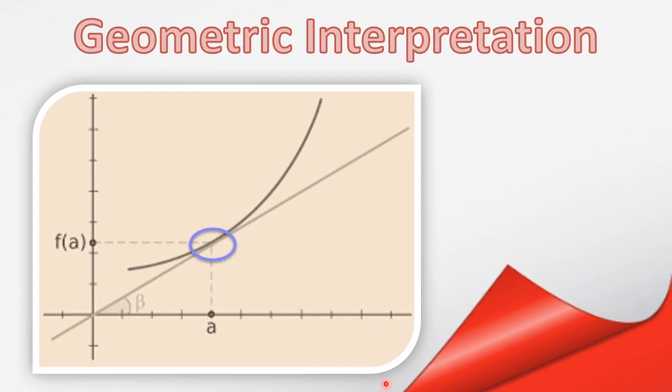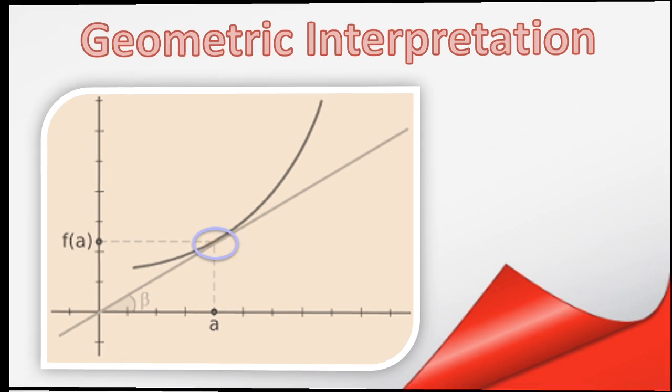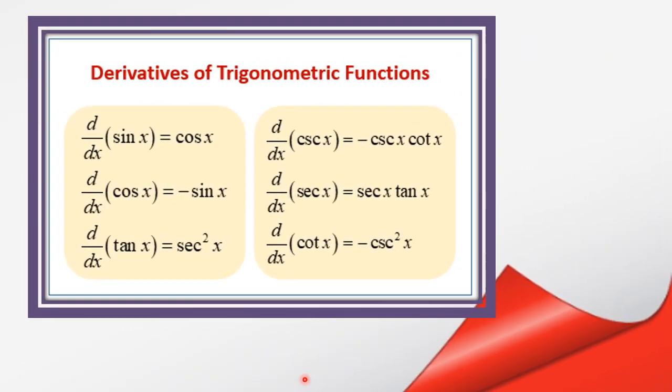What is the geometric meaning of derivative? Students, let's say we have this graph and we want to find the derivative at this point. So what we have to do, basically, we have to draw a tangent at this point, and the slope of this tangent tells us the derivative at this point. Here is the table of derivatives of trigonometric functions that you should know. So students, you have to learn this table.